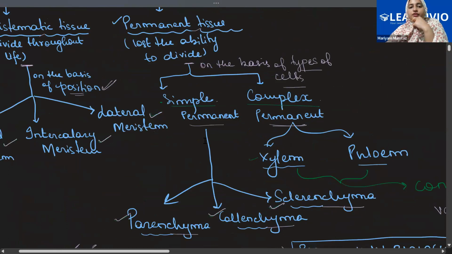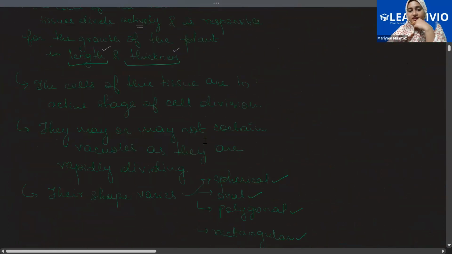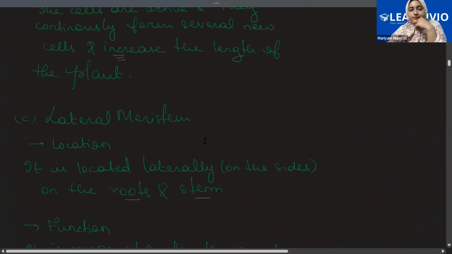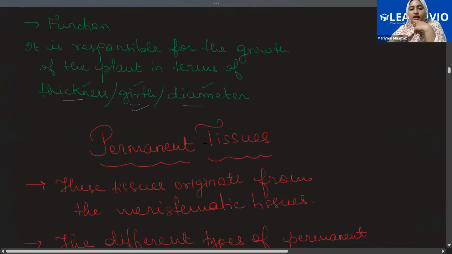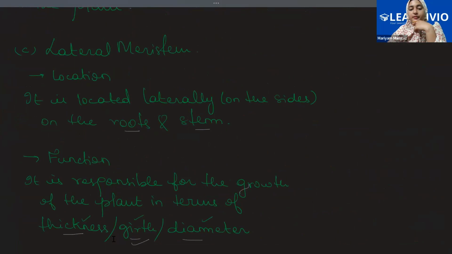Okay. So today we're going to discuss the classification of permanent tissues, the different types of permanent tissues. Now, how would you differentiate a permanent tissue from a meristematic tissue, students? How can you differentiate a meristematic tissue from a permanent tissue?